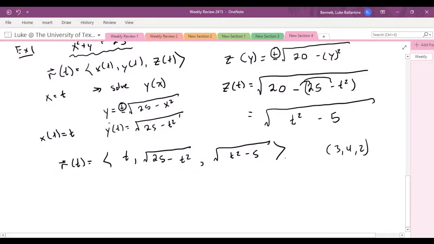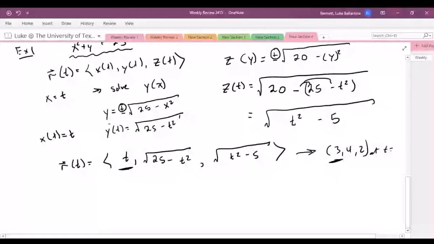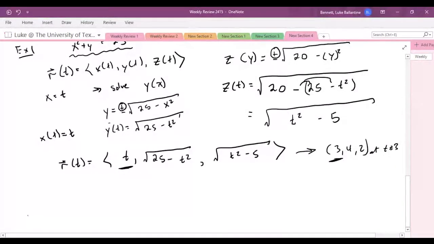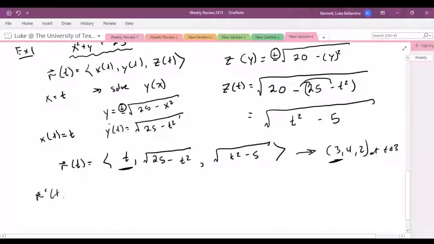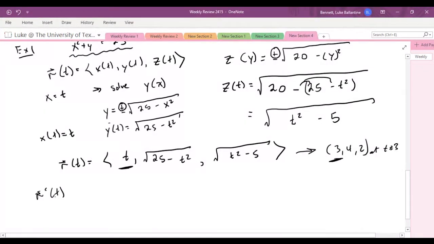What t value makes that happen, right? Well, obviously x is t, so we have to have x match up with x. This point happens at t equals 3, and so we're going to take the derivative r prime of t, and then we plug in 3, and then we just plug it into the parameterization of a line in space.